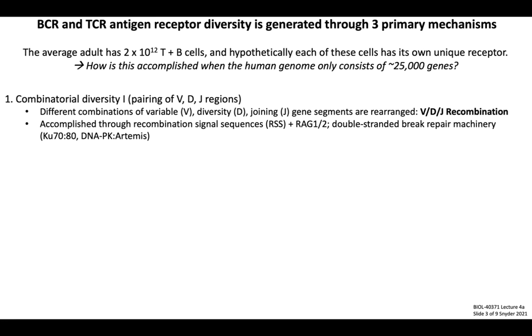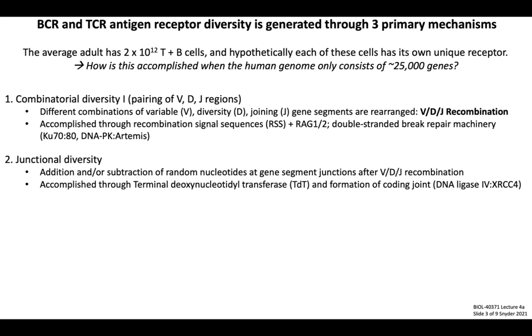This is accomplished through interactions between recombination signal sequences, or RSSs, that interact with the DNA recombinases RAG1 and RAG2, which are followed by the activities of a complex of proteins that are involved in DNA double-stranded break repair, which include Ku, DNA PK, and something called Artemis.